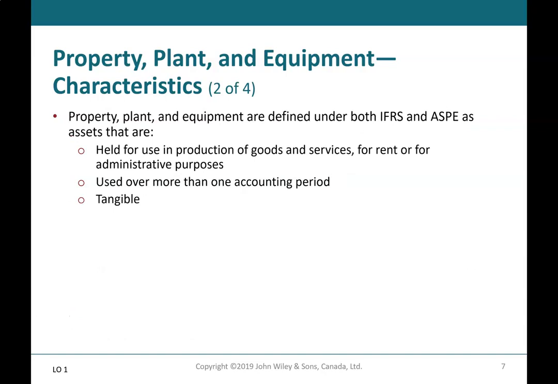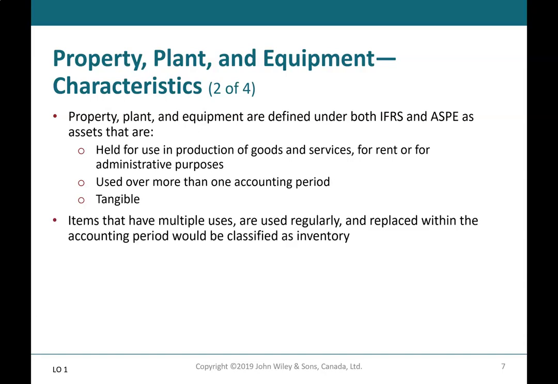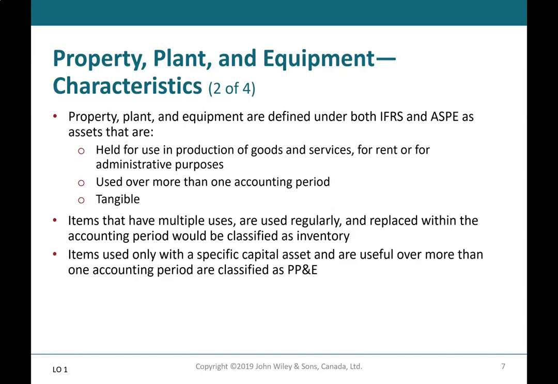Property, plant, and equipment characteristics, 2 of 4. Property, plant, and equipment are defined under both IFRS and ASPE as assets that are held for use in production of goods and services, for rent, or for administrative purposes, used over more than one accounting period, and tangible. Items that have multiple uses, are used regularly, and are replaced within the accounting period would be classified as inventory.